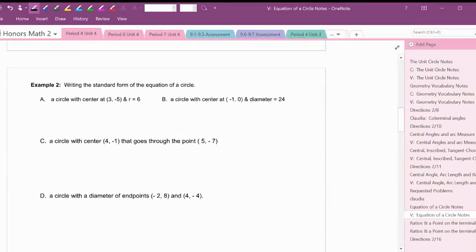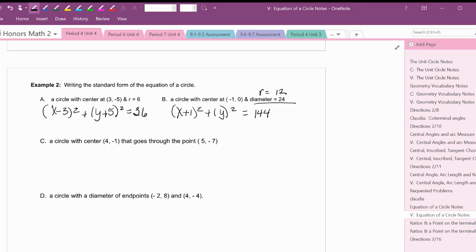Okay, our next exercise is going to be to write the equation. So we take our information, x minus 3 squared plus y minus a negative 5 squared equals r squared. X minus a negative 1, quantity squared, plus y squared equals r squared. Be careful, the diameter is given here, so the radius would be 12, so this would be 144, or r squared.